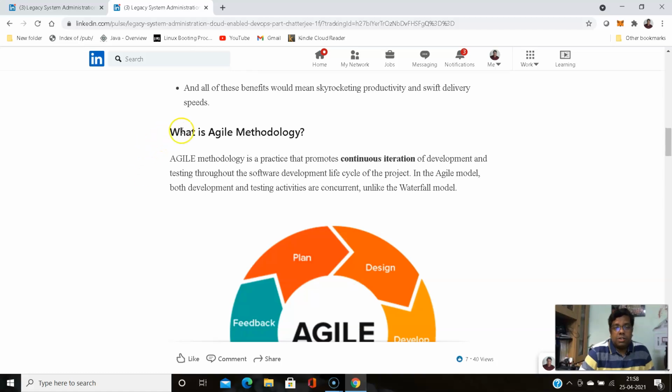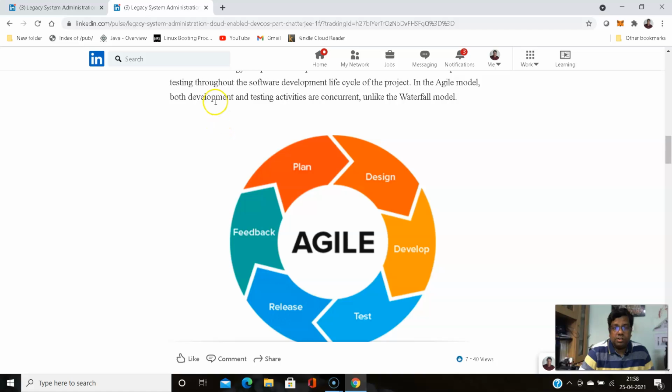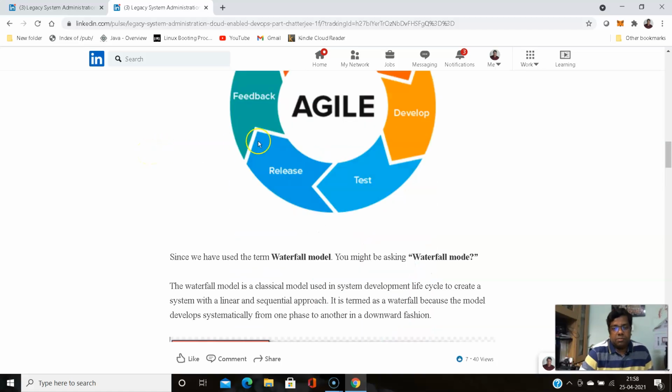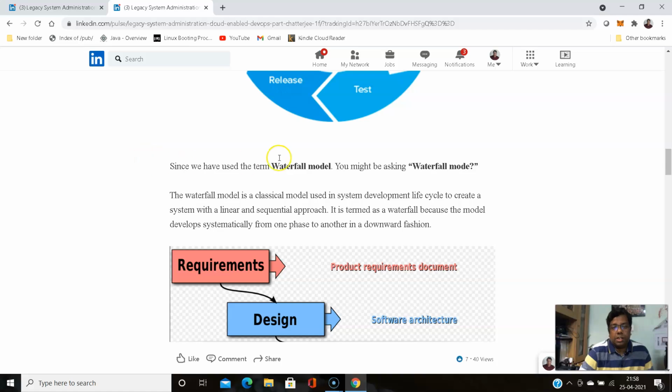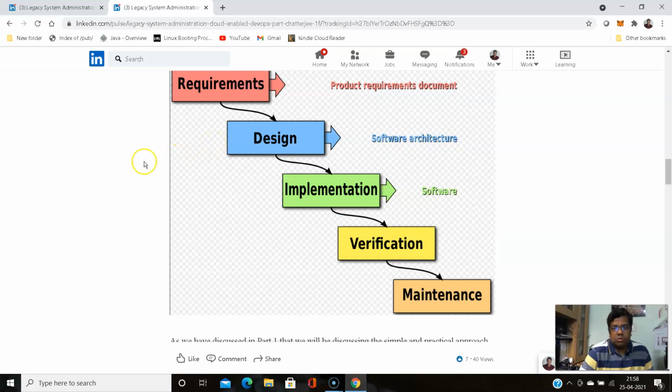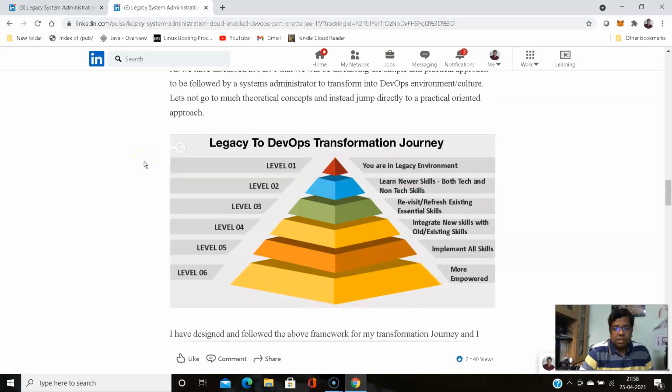Now, what is Agile methodology? This is the methodology used before DevOps, so you can go through it. It's not a very efficient one, so that's the reason DevOps came. Before Agile, there was another model, that is the waterfall model. It's a very old, slow process that's already phased out.